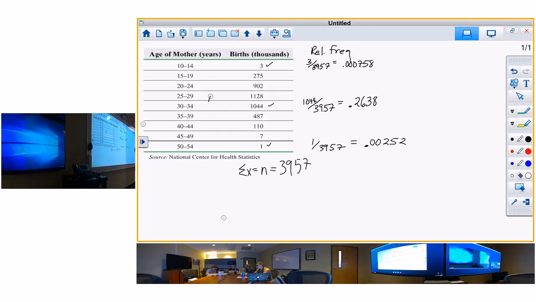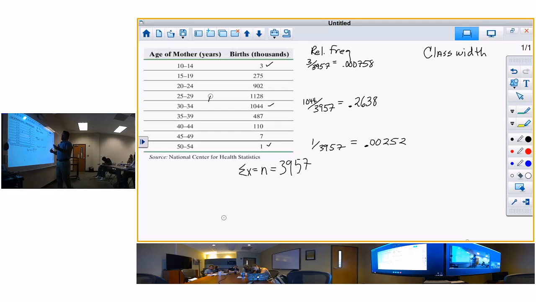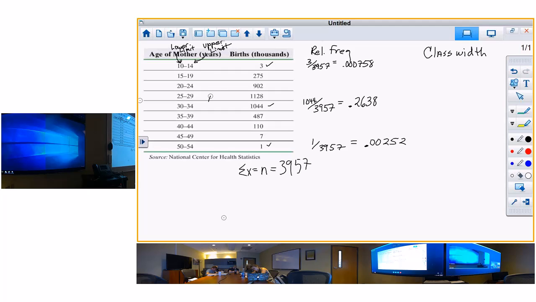One thing I'm going to ask you, and it's the most important, is the class width. Okay? Now, before I start on the class width, the left-hand side of the class is called your lower limit. The right-hand side is called the what? Upper limit. Okay, now, hold on. There's your upper limit, and there's your lower limit. The lower limit is on the left-hand side. The upper limit is on the right-hand side.